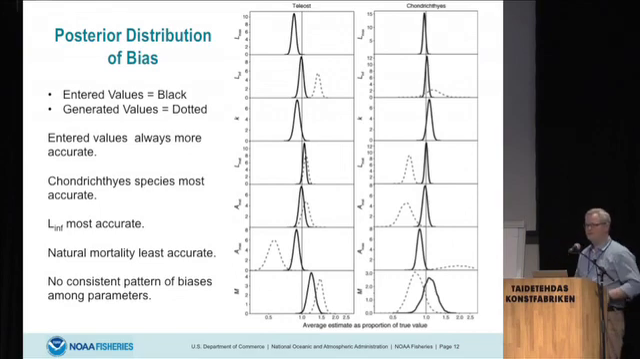And also, we couldn't find any consistent pattern in biases. So sometimes the entered values and generated values are on the same side, sometimes they're on the opposite, and vice versa.